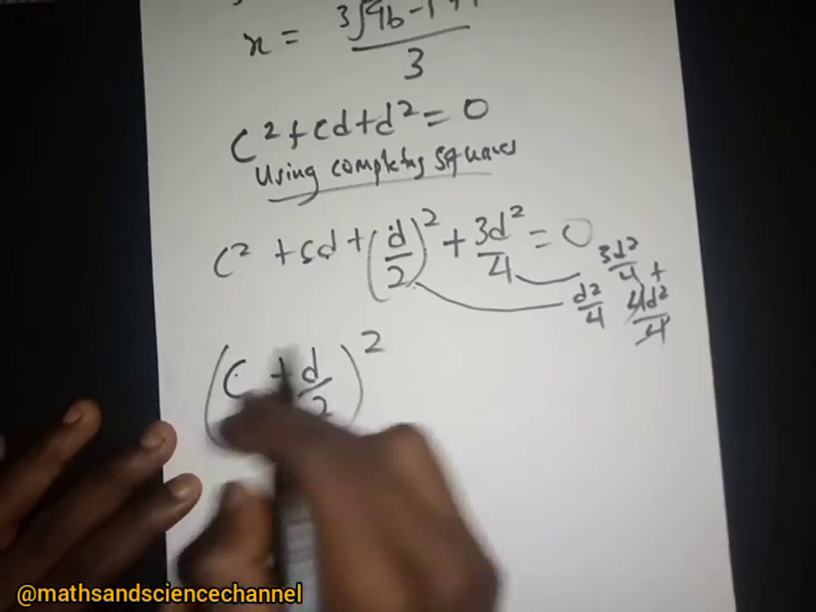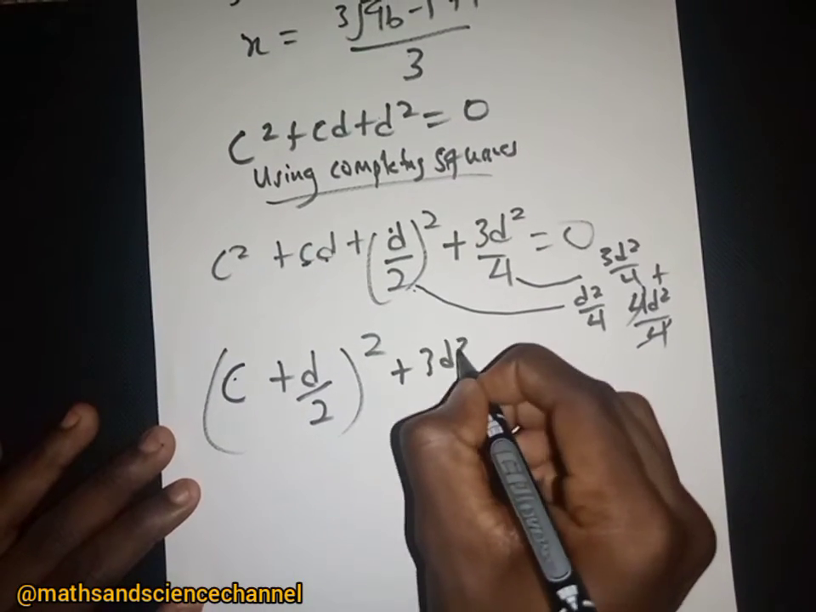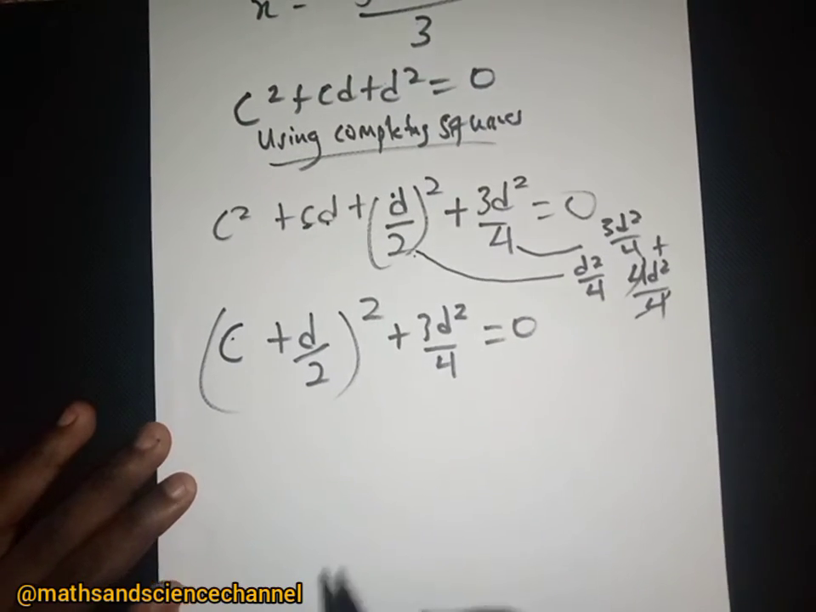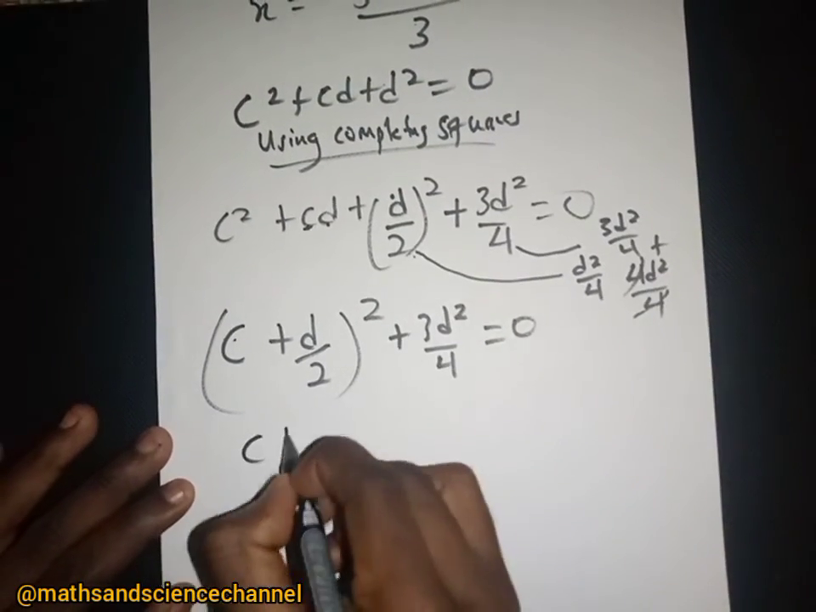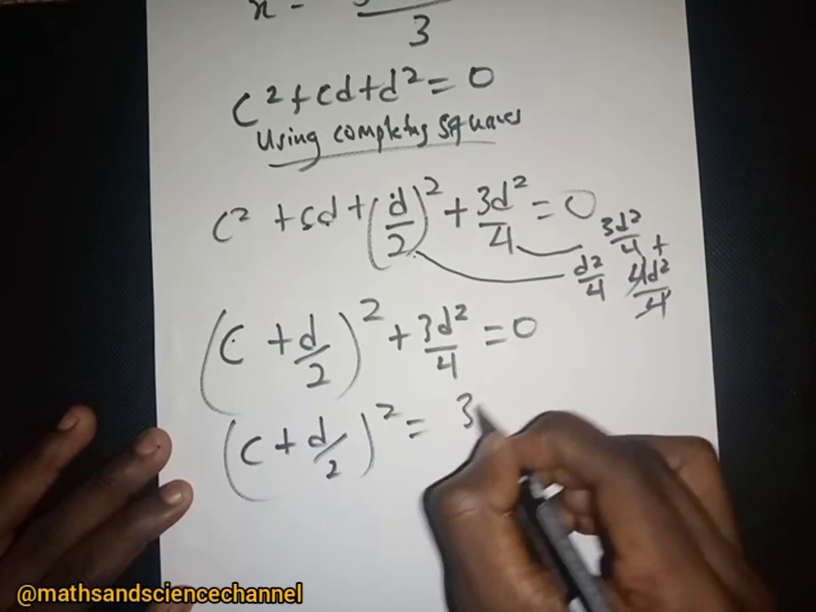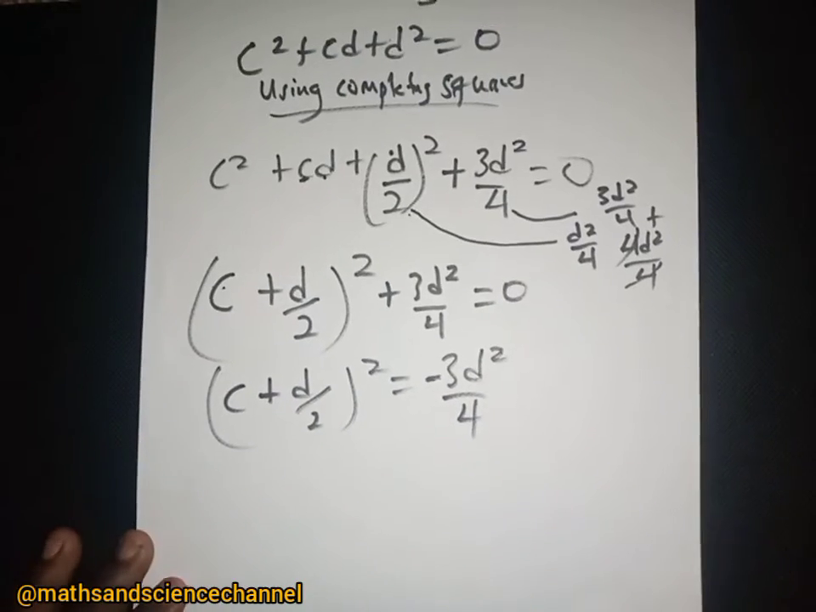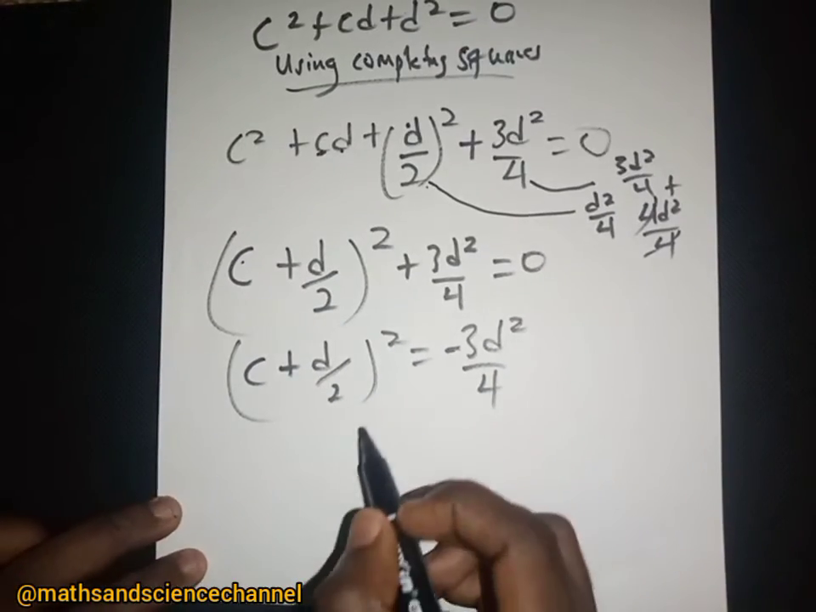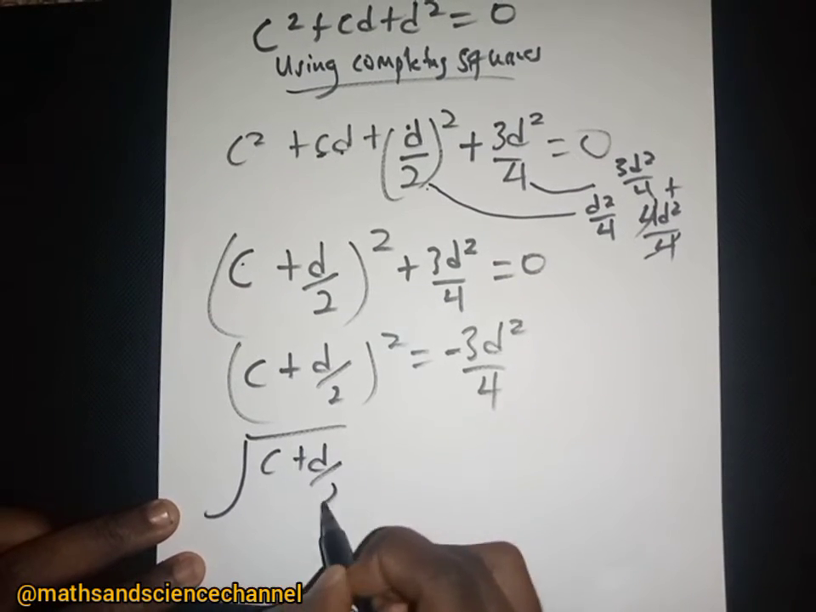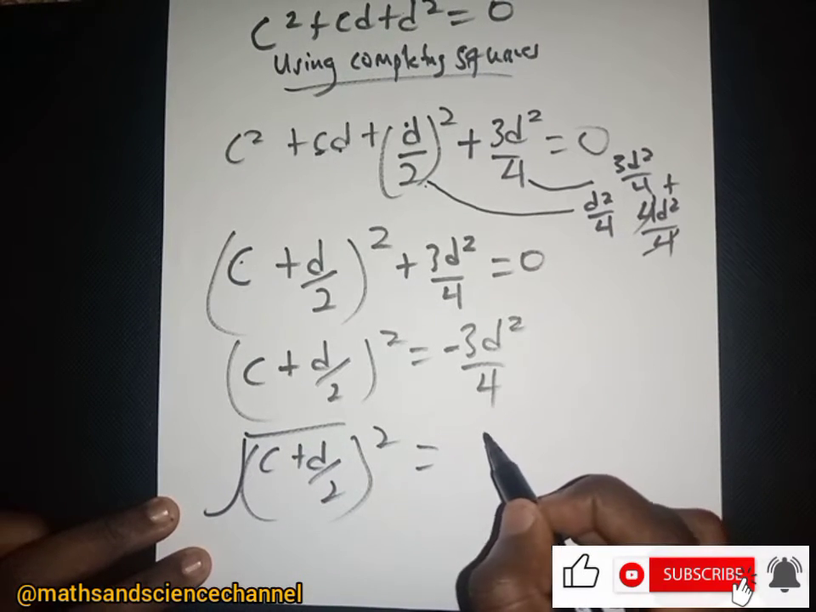So when we expand this, we should get that plus 3d squared over 4, being equal to 0, right? Now let's send this to the other side. So we have c plus d over 2 squared being equal to negative 3d squared over 4, right? To get rid of the square, we apply square root to both sides: c plus d over 2, then the square root of that.